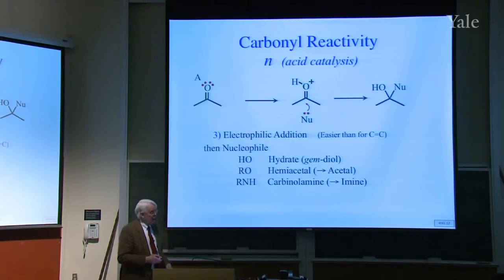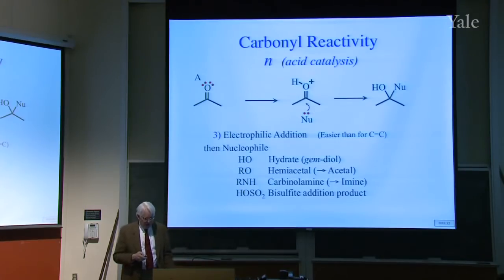Or it could be a nitrogen, and then the equivalent of a hemiacetal for nitrogen is called a carbinolamine. And you can unzip this, of course, and go back to the carbonyl. But if you have two groups on there, you could unzip, losing the other group and keeping the nucleophile. And then you have a nucleophile double bond. That's what the imine is, a carbon-nitrogen double bond.